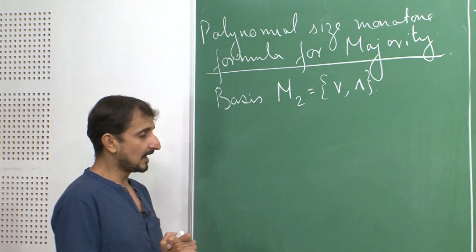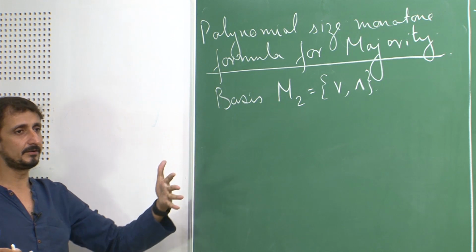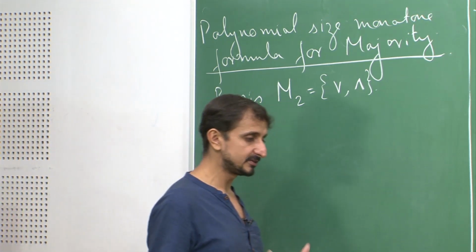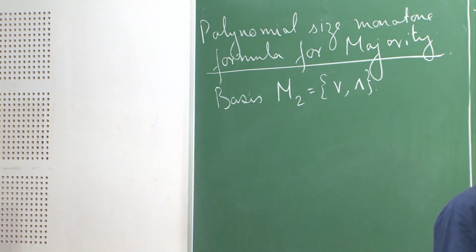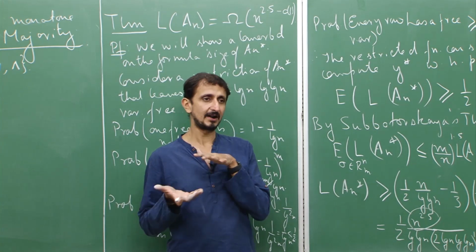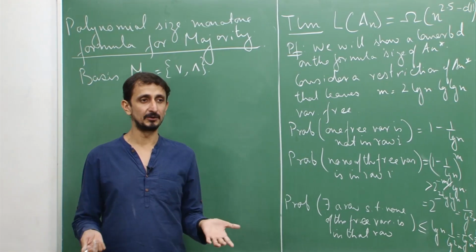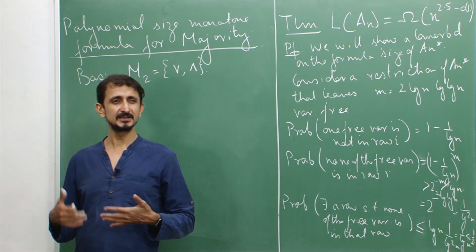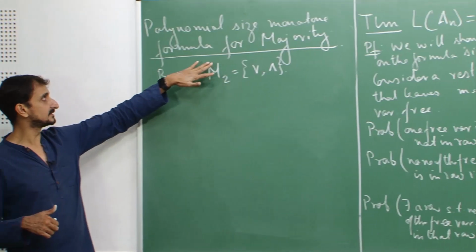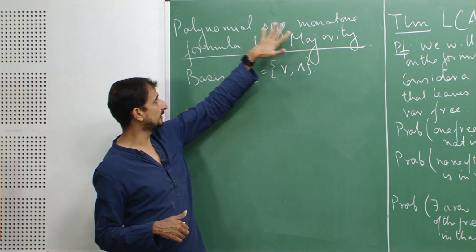Now, when we say polynomial, we will basically be giving a formula which is not just polynomial, but even the depth is bounded by log n. One direction is obvious: if the depth is bounded by log n, then the size has to be polynomial. But if the size is polynomial, it is not necessary that the depth is bounded by log n. So, we will actually be proving a stronger result, a monotone formula for majority whose depth is bounded by log n.